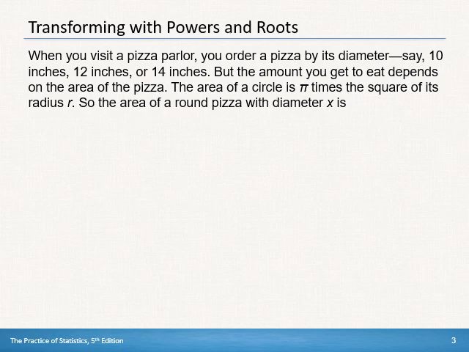This is kind of a silly example, but when you go into a pizza parlor, you order pizza by its diameter. Say you want a 10-inch pizza, or 12-inch pizza, or 14-inch pizza. But the amount of pizza that you get to eat really depends on the area of the pizza. Assuming your pizza is a circle, the area of the circle is pi times the square of the radius. So the area of the round pizza with diameter x is given by this formula.